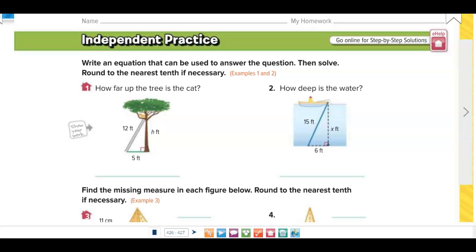All right, so you can check your own paper as we are going through these answers. Make sure if you get them wrong or your work is incorrect that you are fixing it as we go.